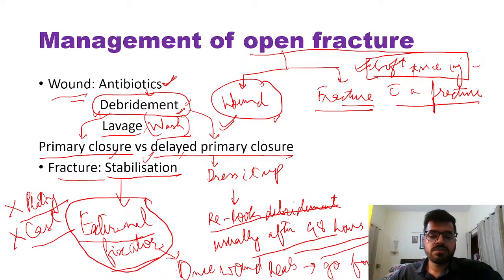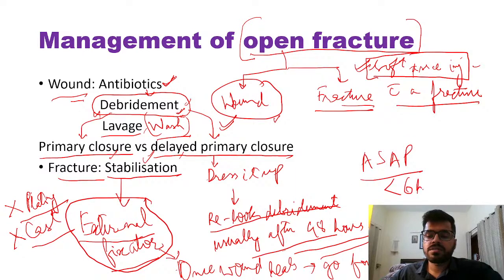It all depends on when the patient presented. The wound condition will all depend on when the patient presented. We always treat open fractures as an emergency. We have to operate them as soon as possible. So if the patient comes within 6 hours, which is called the golden period, then we can try for primary closure, because then there are less chances of infection. If the patient comes after 6 hours, usually we go for relook debridement.